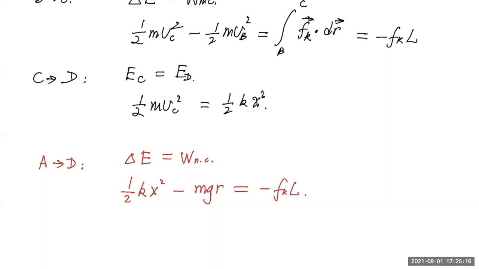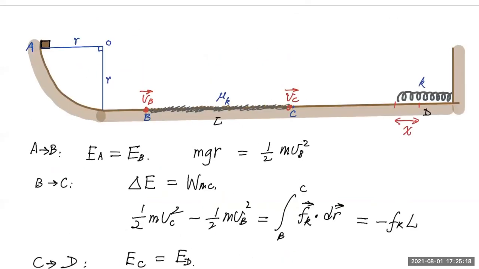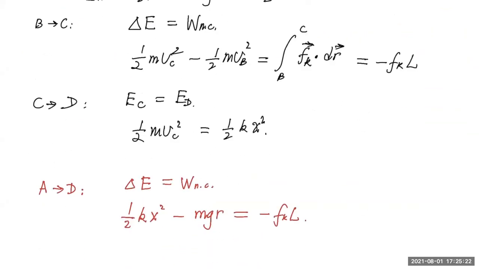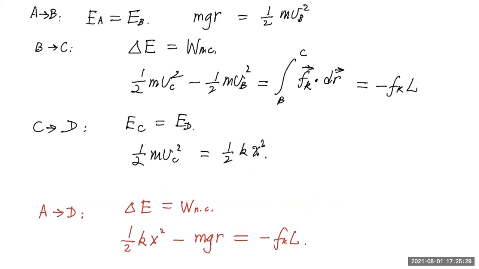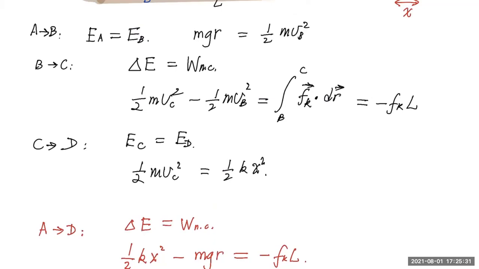So you can bypass point B and point C. You can go directly from point A to point D. That's not a problem. And you can see what we get here will be consistent with the three equations that we got. I mean, we have three equations here, right? In the previous method, we have equation number 1, we have equation number 2, and we have equation number 3.